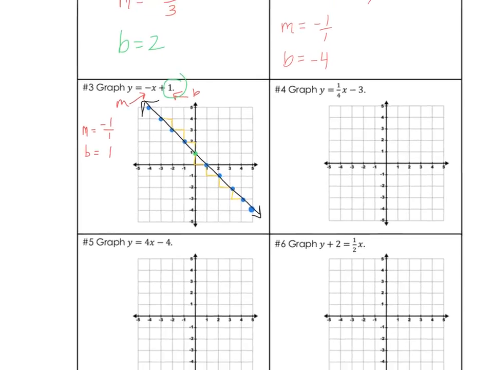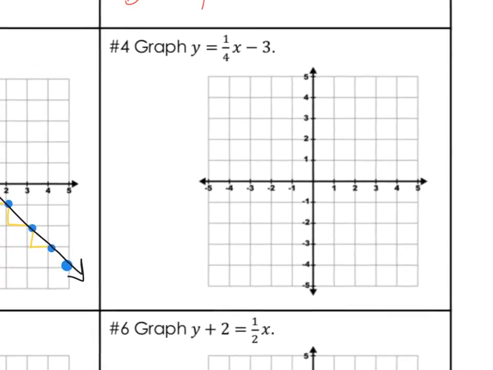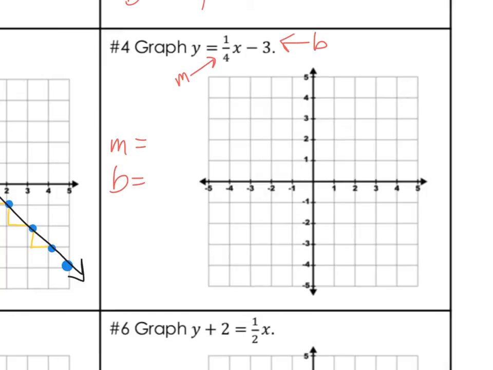All right, next one, number 4. Begin at the b. So let's first identify the m and the b, pull those out of the equation. That number is the m, and this number is the b. So the b is -3, and the m is 1/4. Begin at the b. The b is -3. Boom, right there. So begin there. From that point, we are going to rise and run. We're going to rise 1 and run 4. And then that'll be our next point.